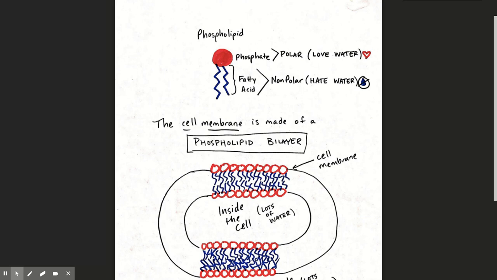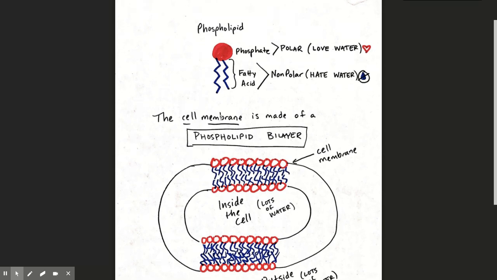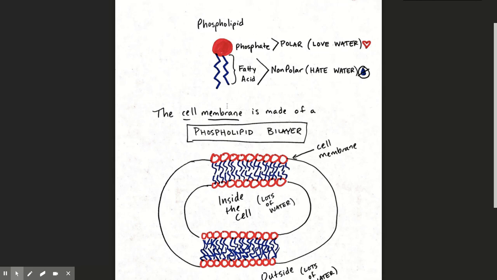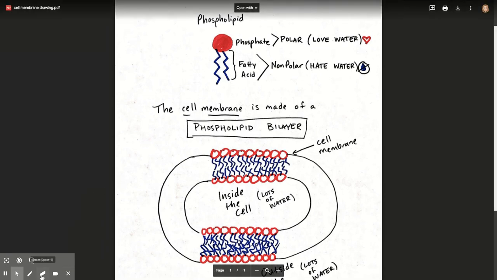Hi, today we're looking at the structure of the cell membrane a little bit deeper. So overall, the cell membrane is made of a phospholipid bilayer. That sounds super fancy, but what it really means is the pieces that make up the membrane are called phospholipids.